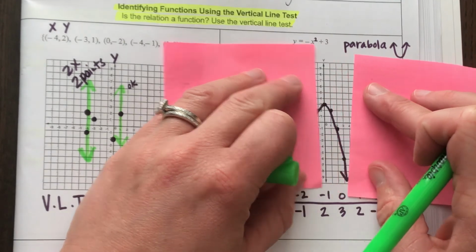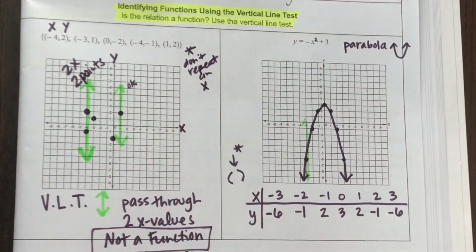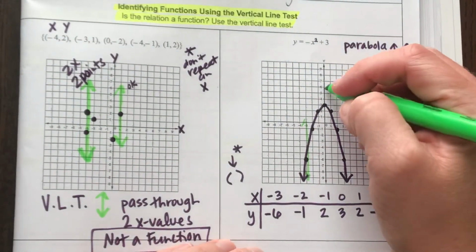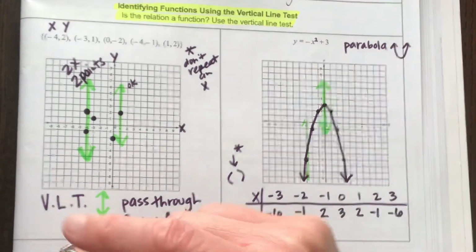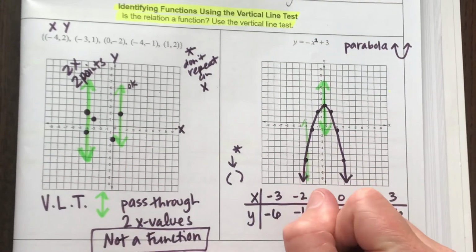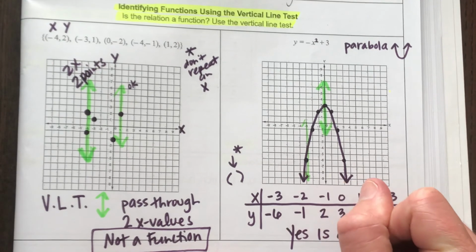No, it wouldn't. So my vertical line test should pass, because if I draw a vertical line, it will only cross through one time. So I would say, yes, this is a function.